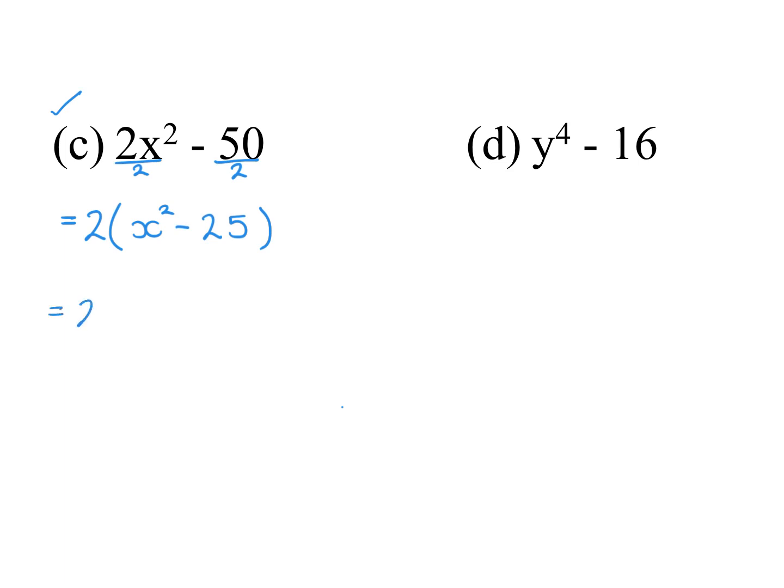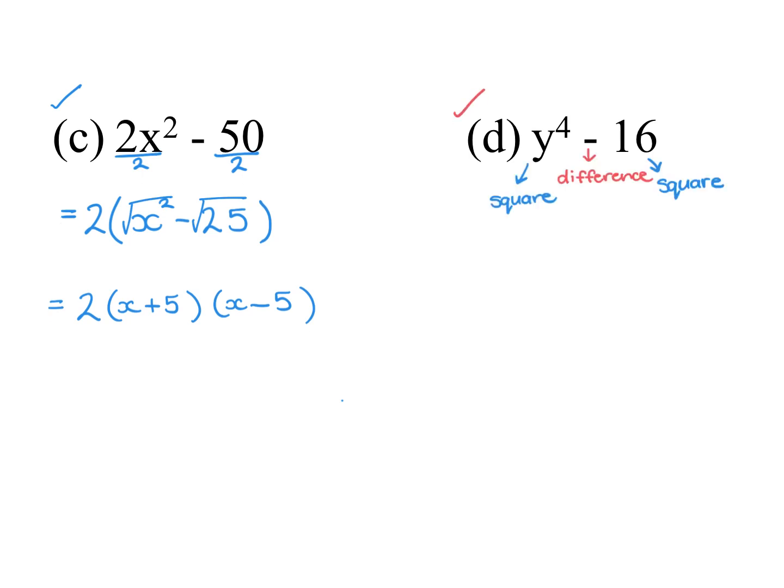Leave the 2 as it is, and to factor the difference of squares, draw two brackets, put a plus in one and a minus in the other, and let's take the square root. The square root of x squared is x, so we'll put that here and there. And the square root of 25 is 5, so let's put that here and there as well. And that's our final answer. Now on to our next question.